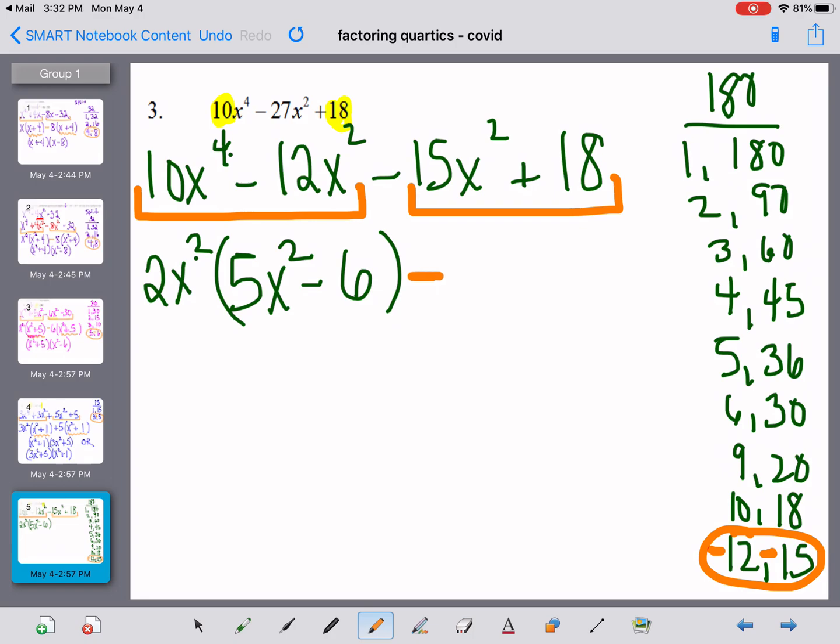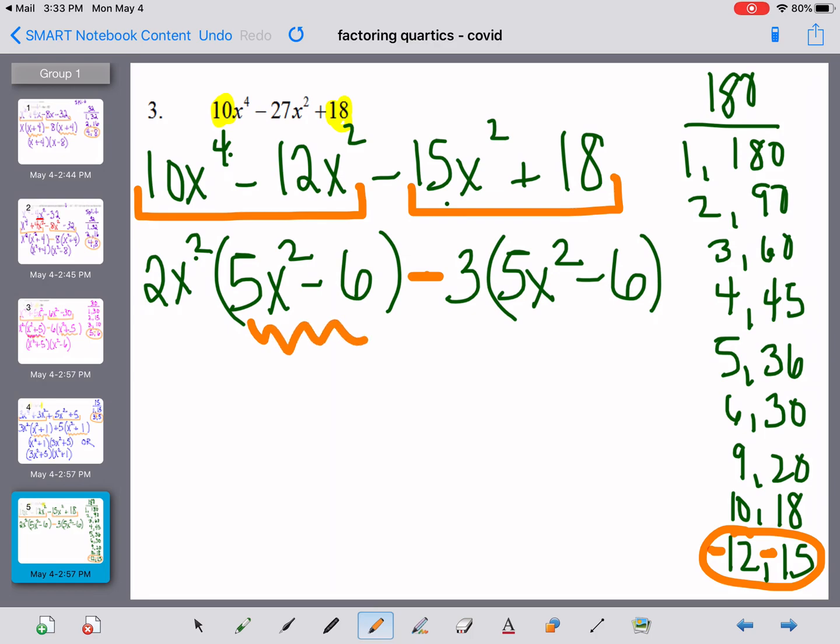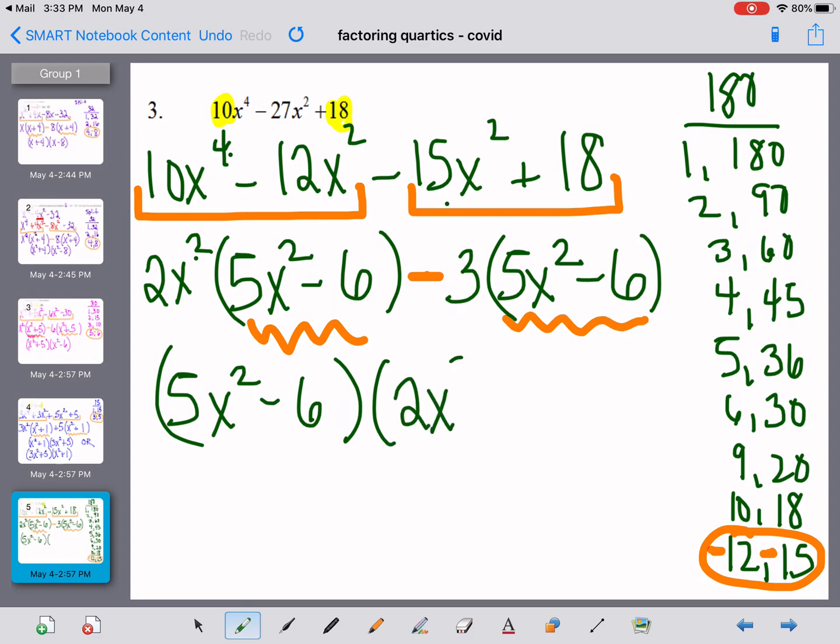Once again, watch out for that fact that there's a minus there. The greatest common factor between 15 and 18 is 3. It's the biggest number that divides into both. And when we divide, negative 15 divided by negative 3 is 5x squared. Positive 18 divided by negative 3 is negative 6. And then we can look at here at our factoring. To finish, we've got 5x squared minus 6 and 2x squared minus 3.